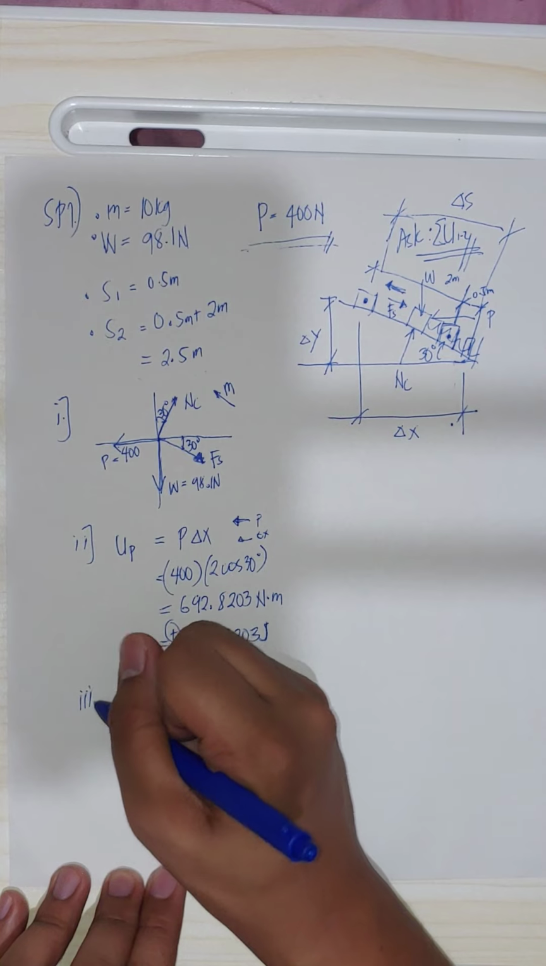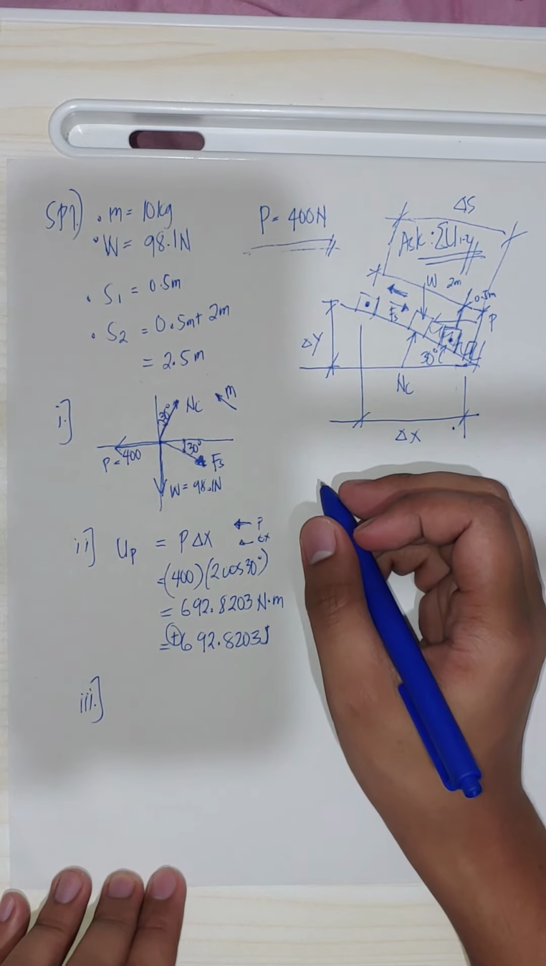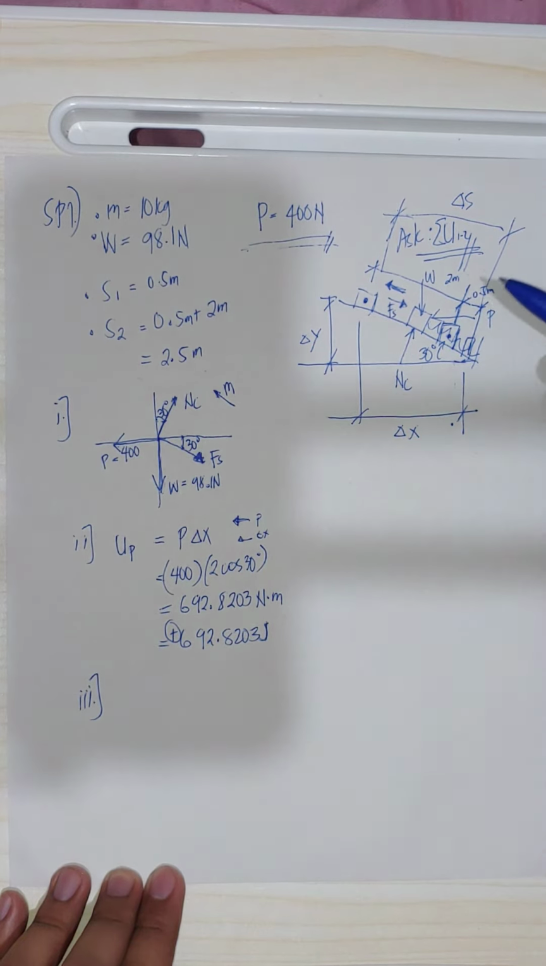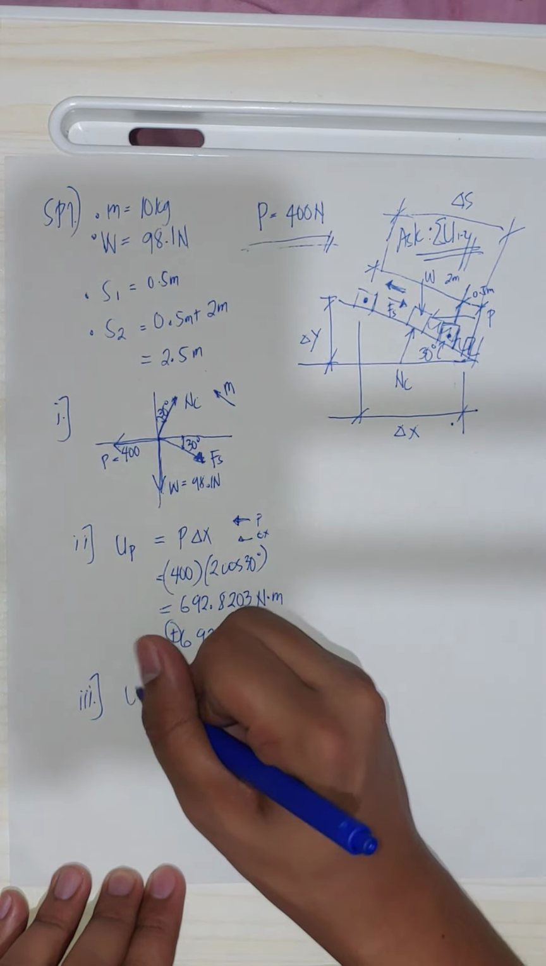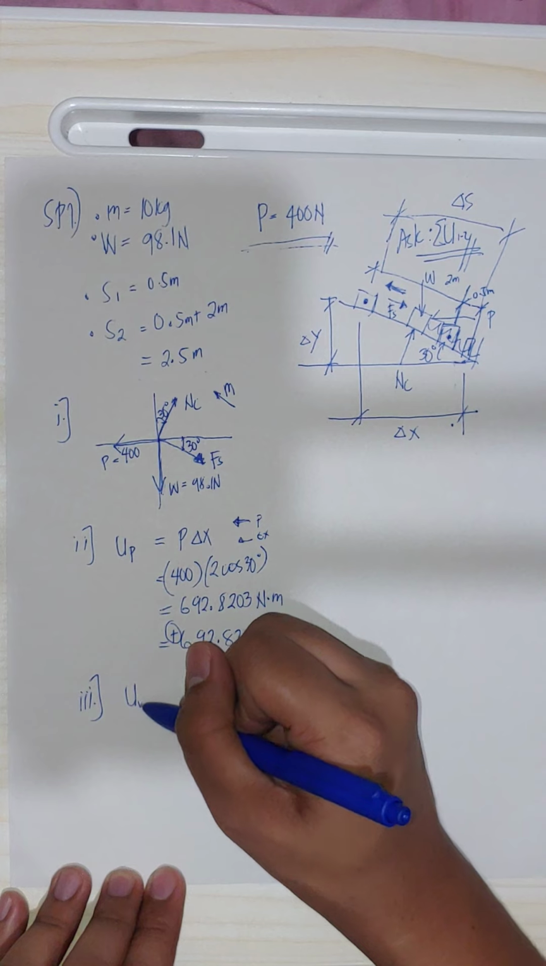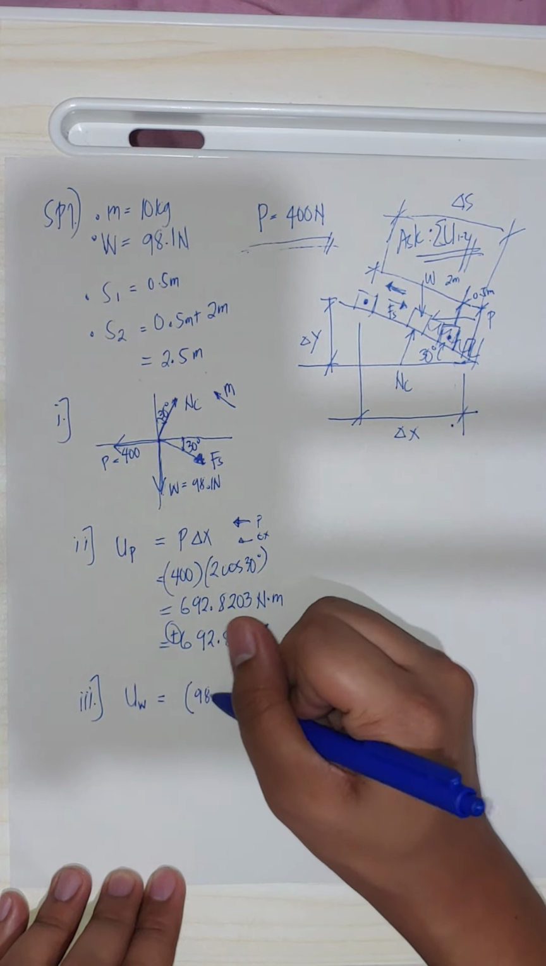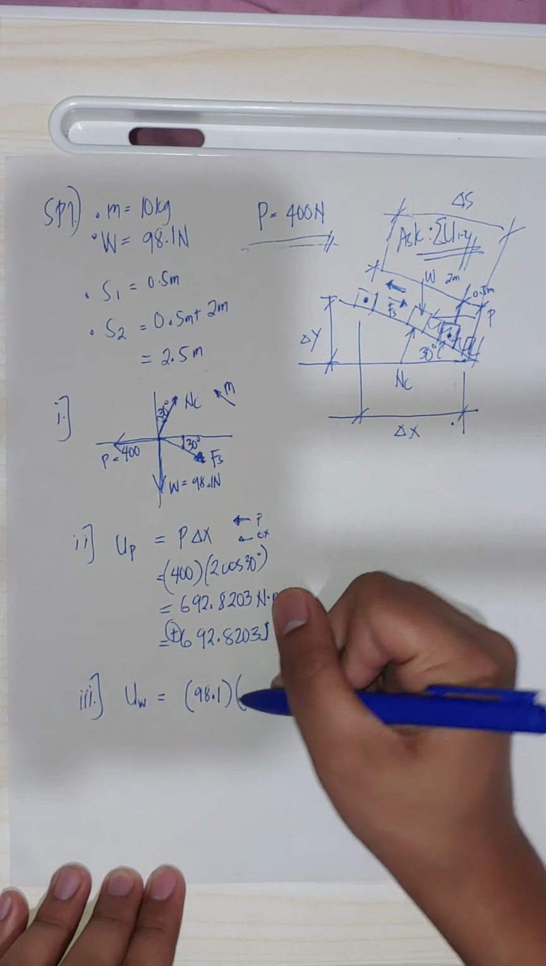The next work we will solve is, let's say, the work due to the weight. It moves up. So let's denote the work due to weight as UW. So we have the force weight 98.1 Newton times delta Y.